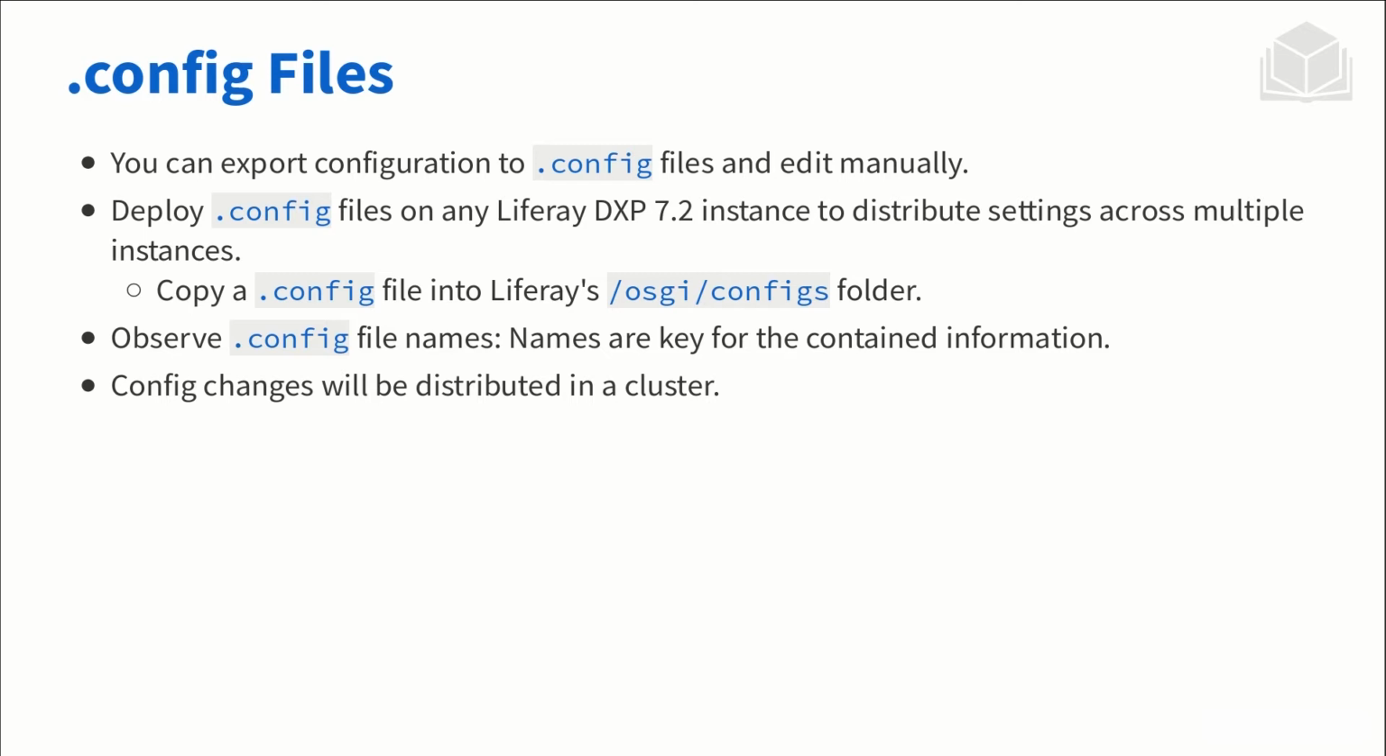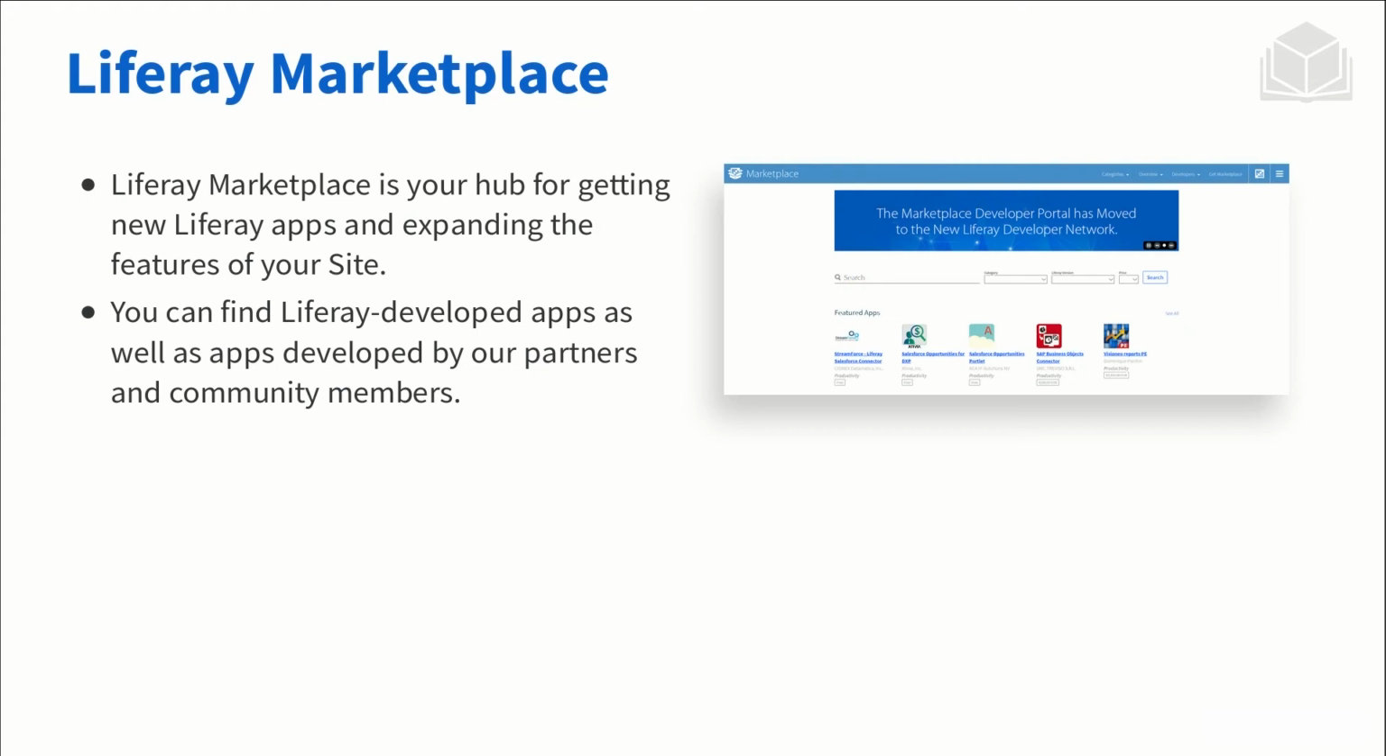Or you can just drop it in the OSGI configs folder. And reminder, keep the name. And when you deploy a config file in one of the instances, it will be persisted in the database, which is available to every cluster machine, and every cluster machine will pick up that configuration.